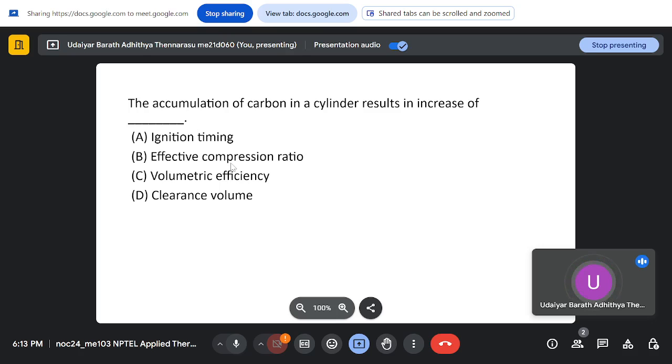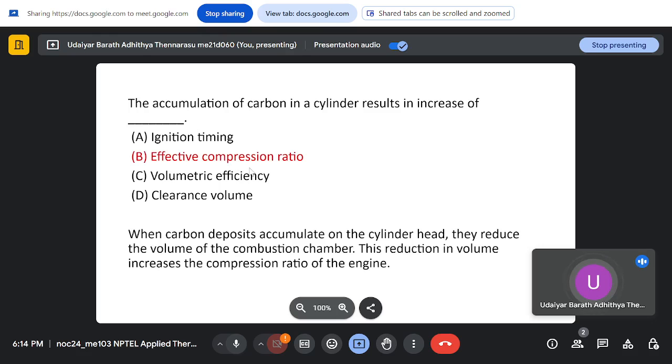Next is, the accumulation of carbon in a cylinder results in increase of dash. A, ignition timing. B, effective compression ratio. C, volumetric efficiency. And D, clearance volume. So answer will be option B, effective compression ratio.